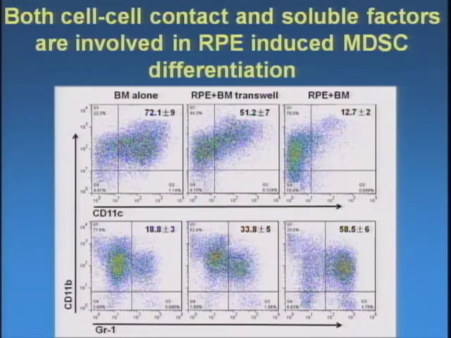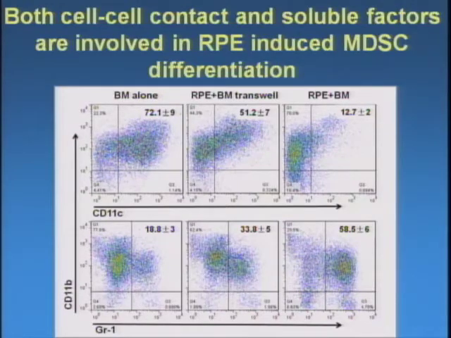So what's the mechanism by which RPE induces MDSC differentiation? To address that issue, we used a transwell system in which the soluble factors can be exchanged freely, but physical cell-cell contact is not allowed. As shown here, the upper panel is looking at the DC differentiation, the lower panel is looking at the MDSC differentiation. Bone marrow alone, you have about 70% DC, with RPE down to 12%.